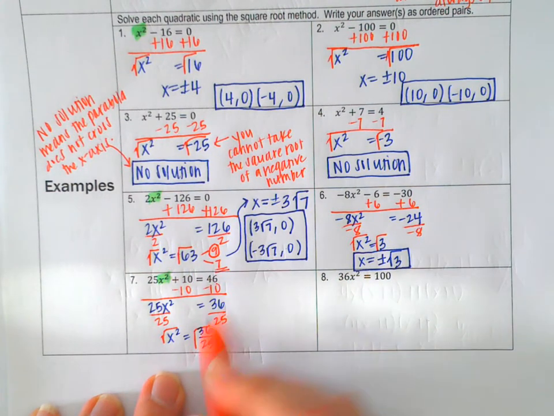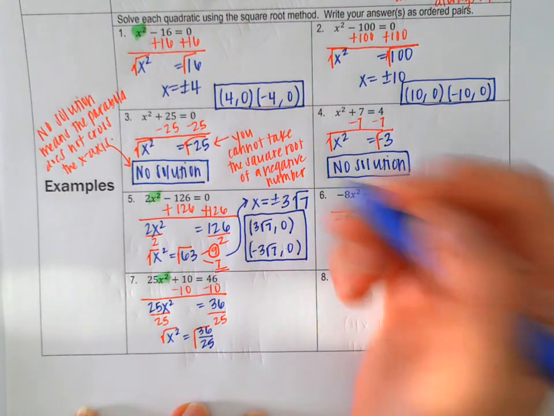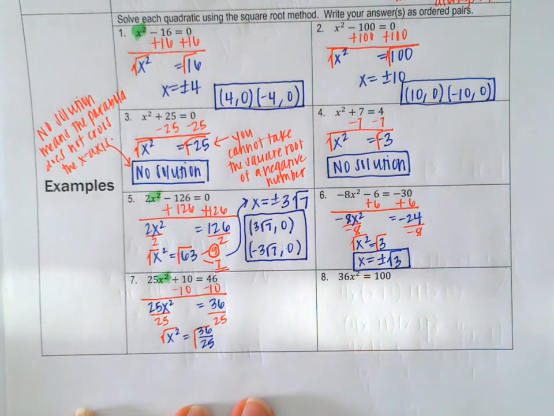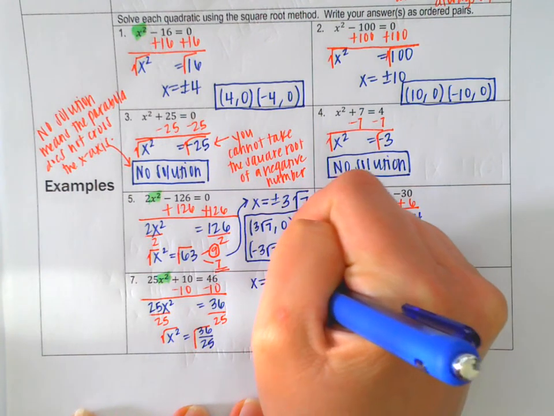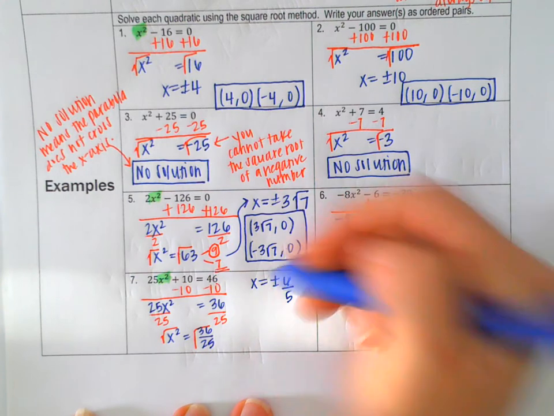And I recognize both top and bottom are perfect squares. So I can just think, well, what's the square root of 36? That's going to be 6. What's the square root of 25? That's going to be 5. So my answer is going to be x is equal to plus or minus 6 over 5. And that's it. That's your final answer.